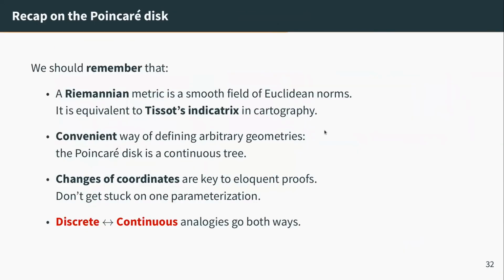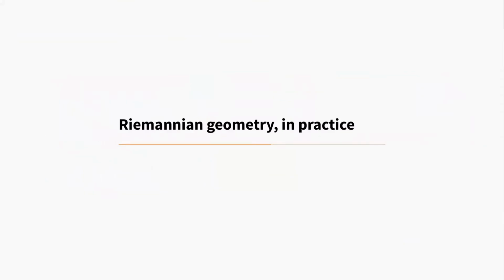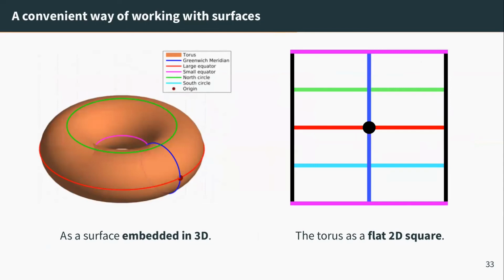So that's the spirit in which mathematicians work today. Now, okay, that was a toy example, but how is all of that relevant to data science in practice? First, Riemannian geometry, distorting the metric on a surface, on a disk or on a plane, is a very convenient way of working with surfaces.